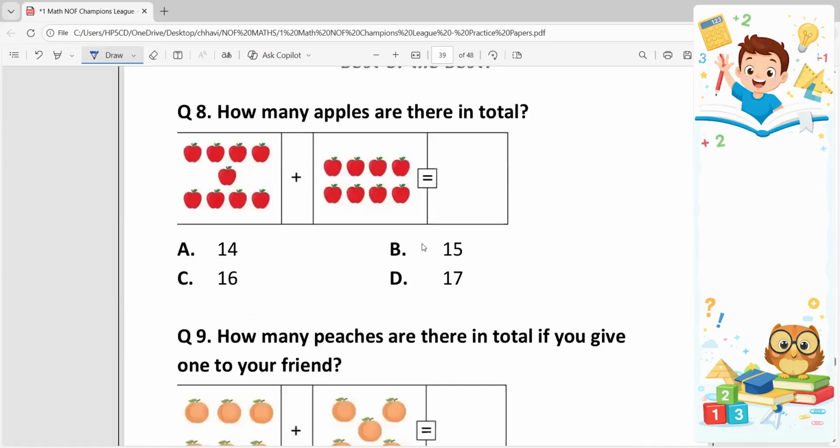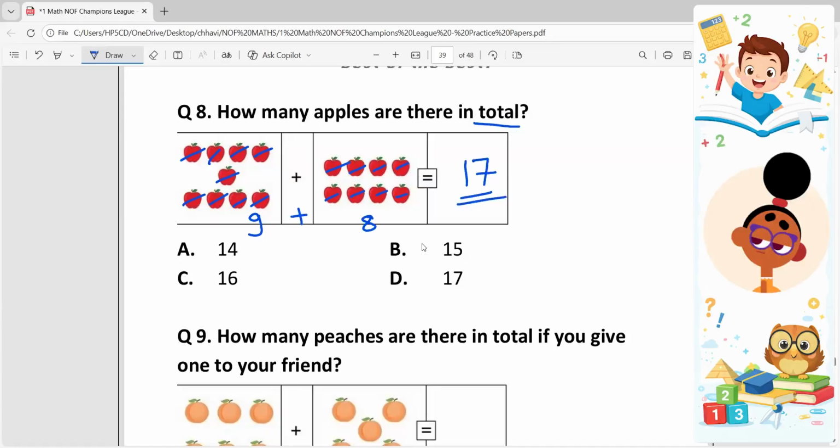Question 8. How many apples are there in total? Total, we have to add. So first we'll count how many of them are in the first column. 1, 2, 3, 4, 5, 6, 7, 8 and 9. 9 over here, and here 1, 2, 3, 4, 5, 6, 7 and 8. So we have to add 9 plus 8. And what is it? 8 and 9, 16 and one more, 17.